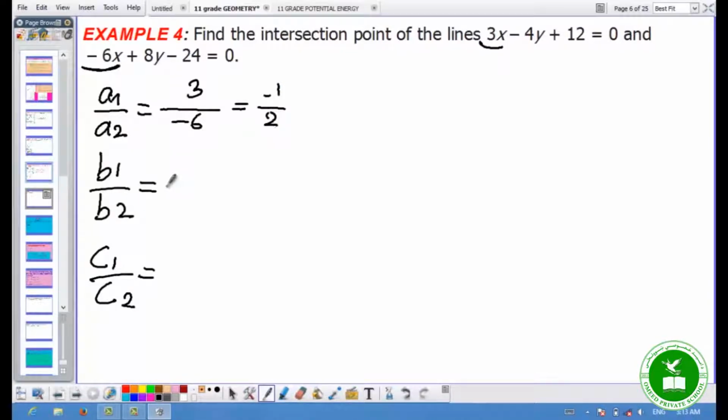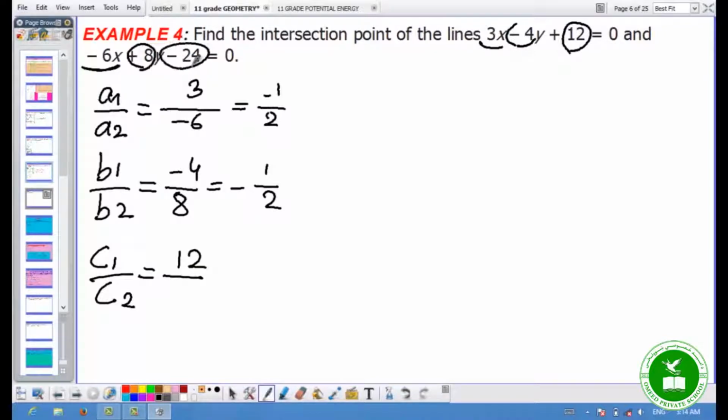Next, b1, the coefficient of y in the first equation, is minus 4, divided by b2, the coefficient of y in the second equation, which is 8. Finally, it is minus 1 over 2. Next, c1 divided by c2, the constant values. c1 is the constant value in the first equation, that is 12, divided by c2, the constant value in the second equation, which is minus 24. So 12 divided by minus 24 is also equal to minus 1 over 2.